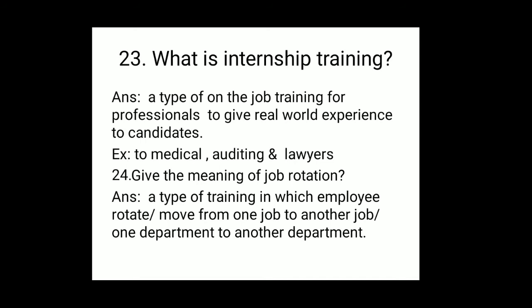What is internship training? A type of on-the-job training for professionals to give real work experience to the candidates. Example, to the medical students, auditing job, and lawyers. They get internship training program.